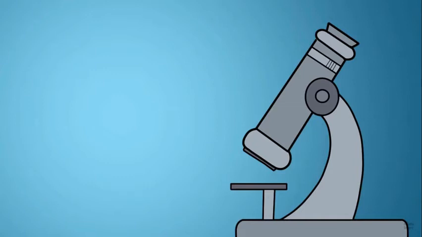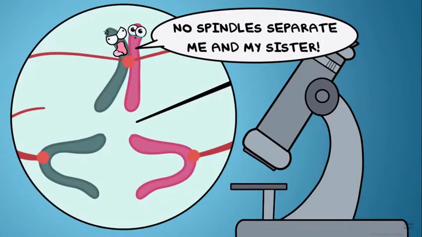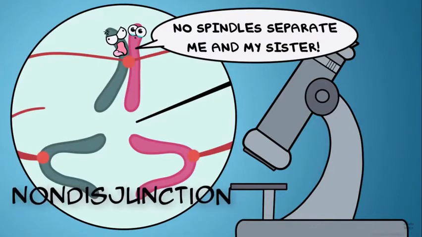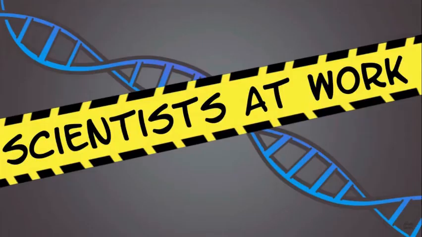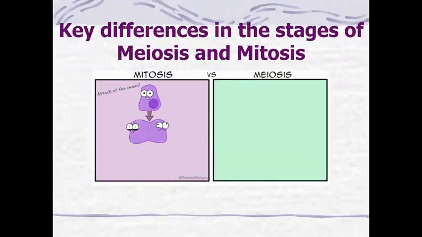One last thing to think about. Scientists are often looking into the process of meiosis because sometimes the chromosomes don't separate correctly. It's called non-disjunction when a cell can receive too many or too few chromosomes in the separation. This contributes to some genetic disorders, which is something scientists continue to study.